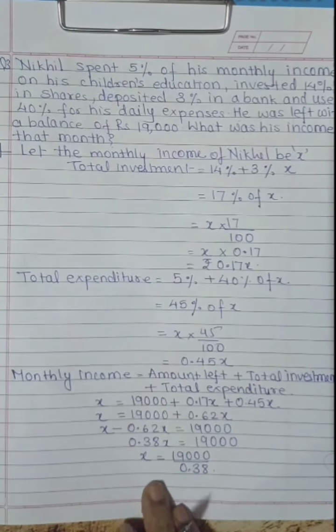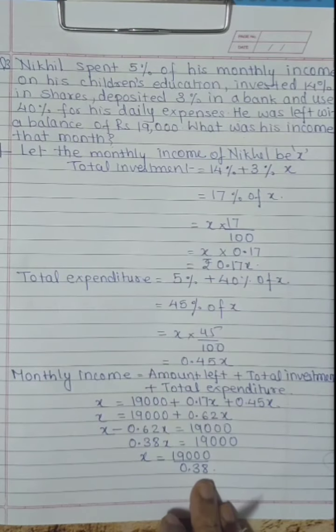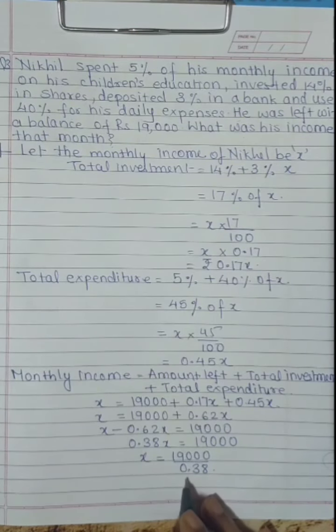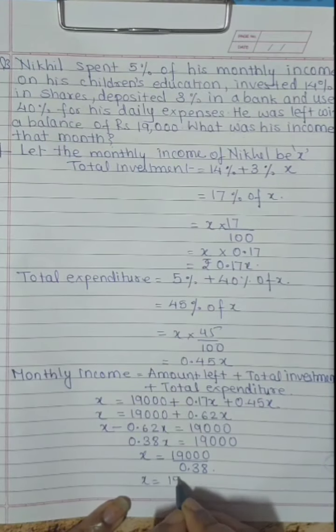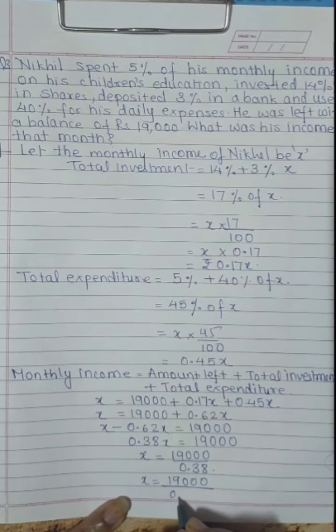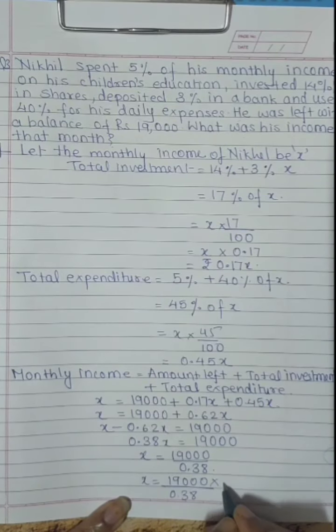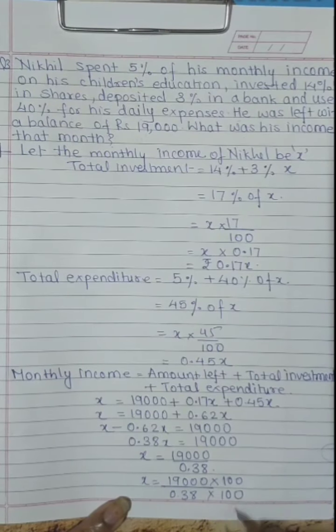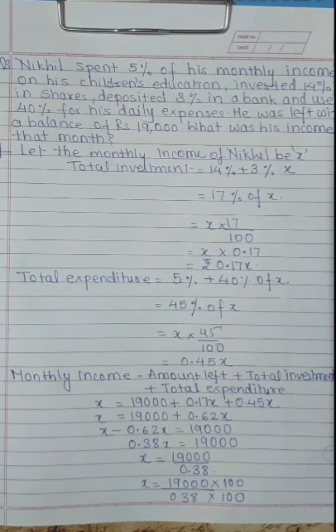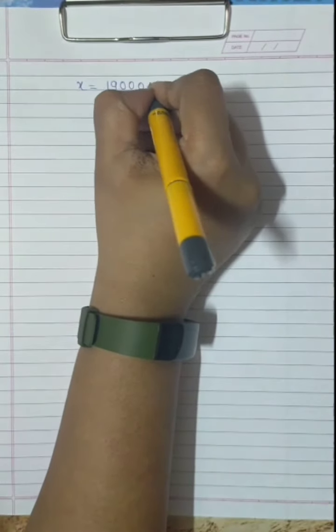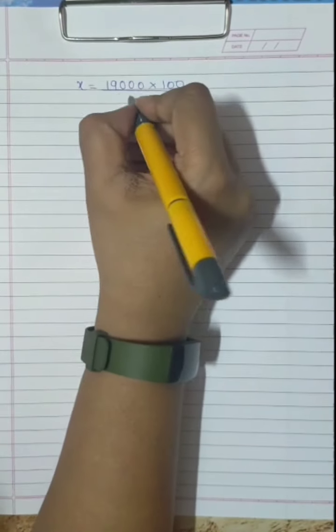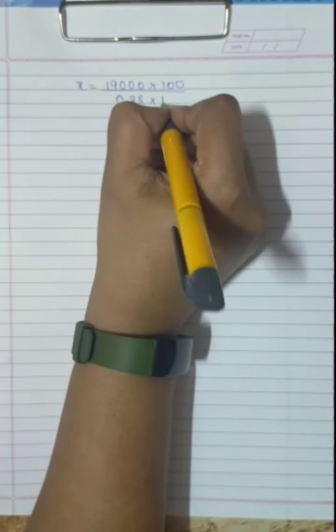Now x is equal to 19,000 upon 0.38. As you can see there is a decimal, so we are going to use 100. So 19,000 upon 0.38, both sides will get multiplied by 100. Here x is equal to 19,000 multiplied by 100 because of the decimal in the denominator, so both denominator and numerator get multiplied by 100.